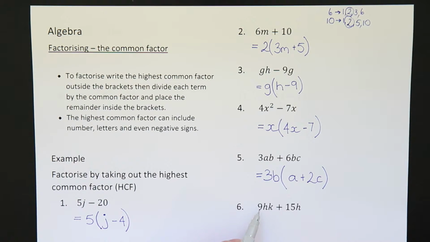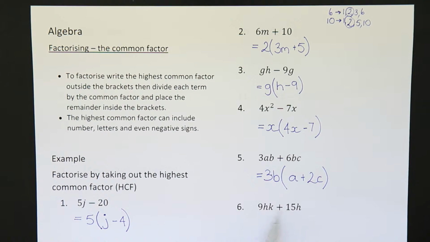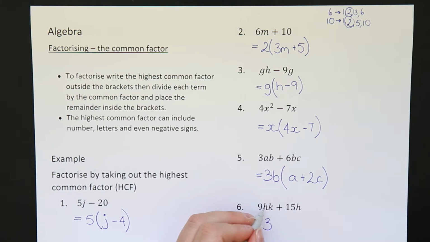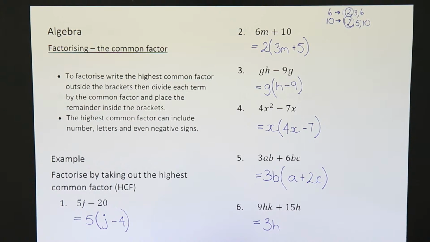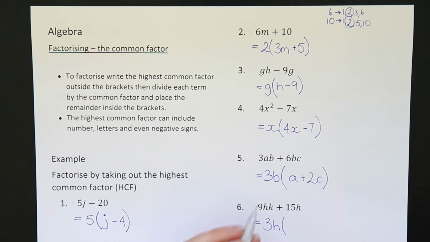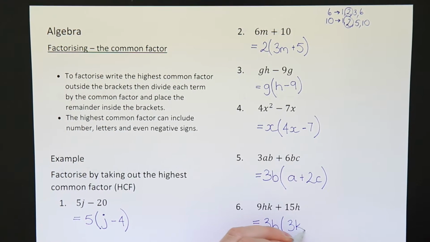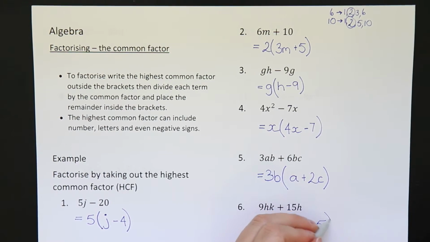Question 6, 9hk plus 15h. 9 and 15, looking for a common factor. You may need to write out some factors if you're unsure. The highest number that you can divide both of those by is 3. And there is also a common h in each of them. Open the bracket. 9hk, if I divide 9 by 3, I will get 3. The h I've taken out, so there'll still be a k in the bracket. 15 divided by 3 goes 5 times. The h I've divided out, so that's it.